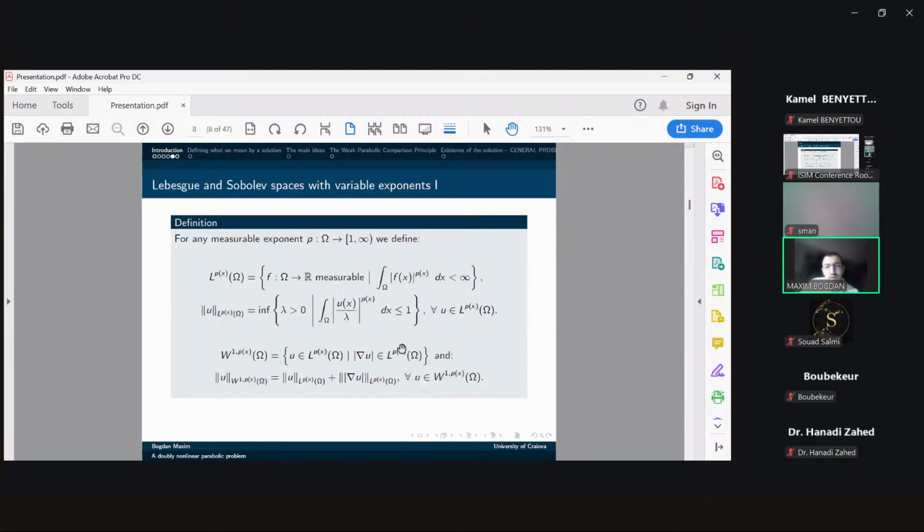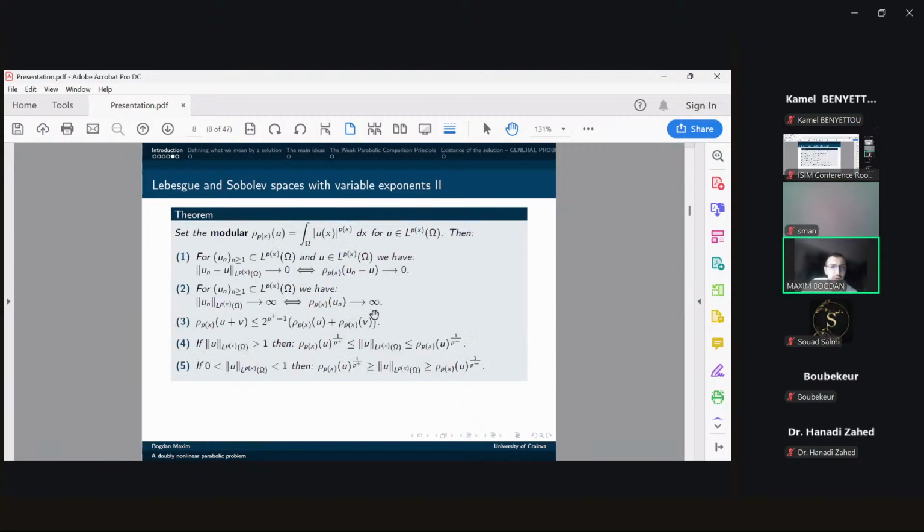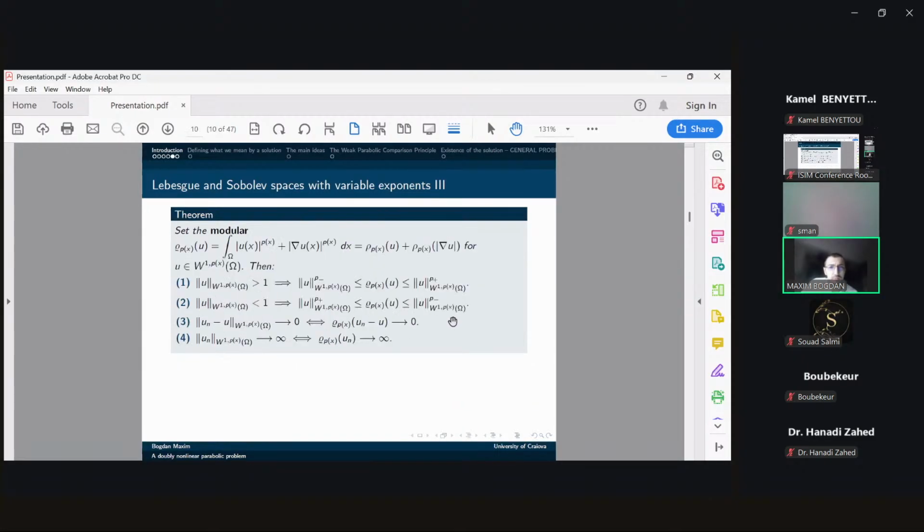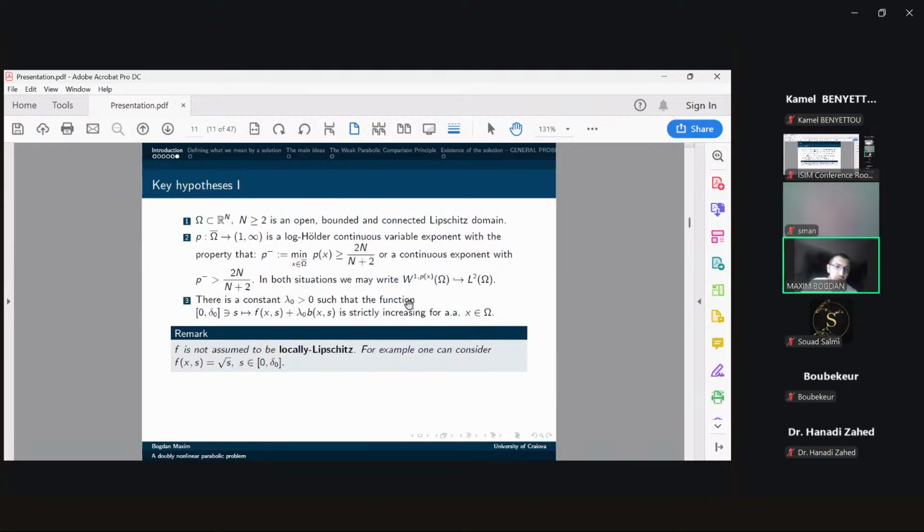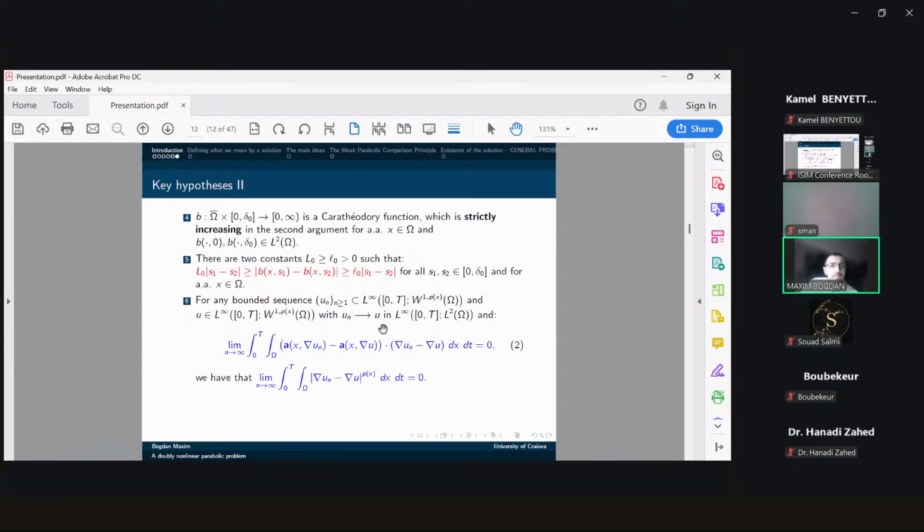These are the variable exponent spaces in which we work, the Lebesgue and Sobolev spaces. These are their properties. They're a little bit more complicated than the constant ones. Some of the hypotheses I use: we work in a Lipschitz domain, and I drop the condition of the source to be locally Lipschitz. These are some necessary hypotheses in order to have a convergent scheme for my problem.